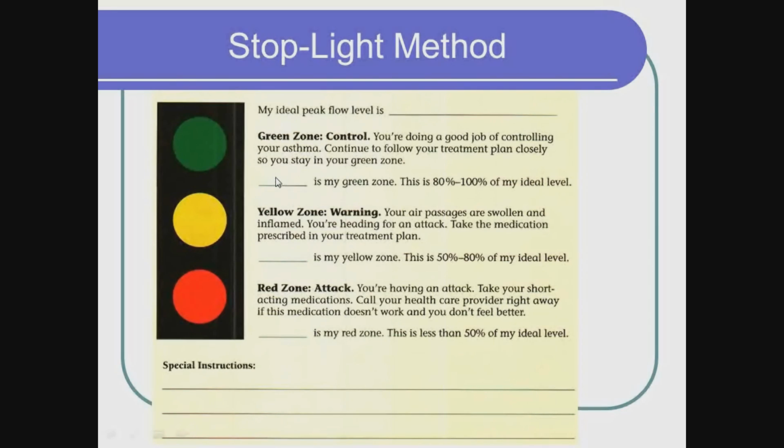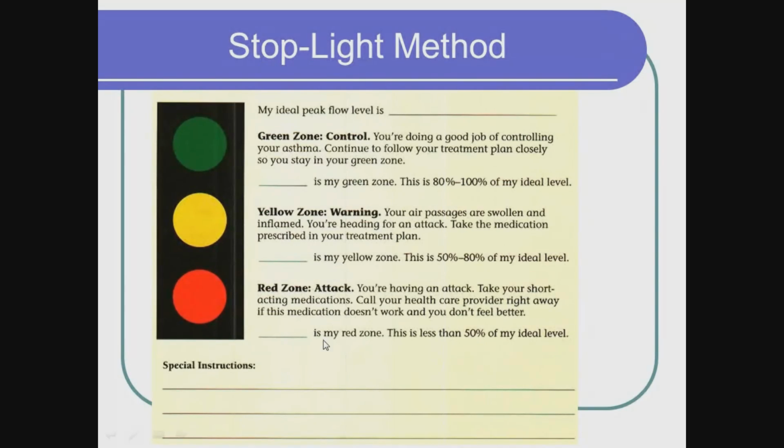80 to 100% of that will be considered in the green zone. The green zone means you're doing good. Everything's fine. Keep on doing what you're doing. 50 to 80% is the yellow zone, and that's the area at which you're heading for an attack. Let me rephrase that. If you're in the yellow zone, it probably means we need to add something to your regimen.